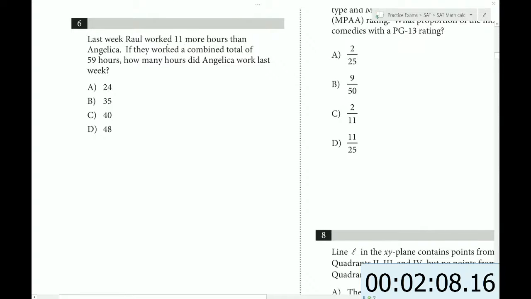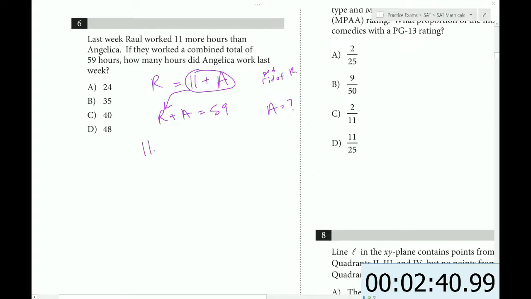Last week, Raul worked 11 more hours. Raul was 11 more than Angelica. If they combined for a total of 59, so that means you add them together, you get 59, what was Angelica? So that's A equals question mark. Well, you could do it a couple of different ways, but to find A, usually you want to get rid of R. So to get rid of R, you isolate for R and plug in.